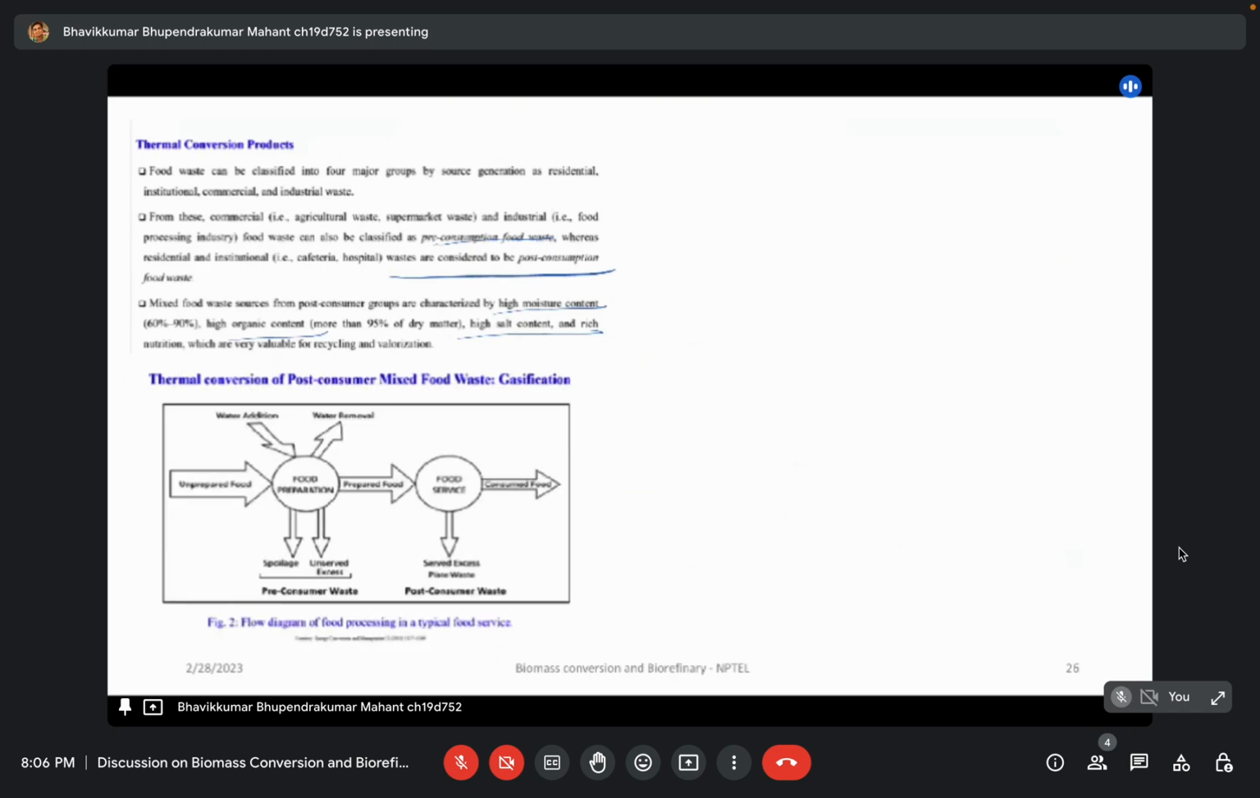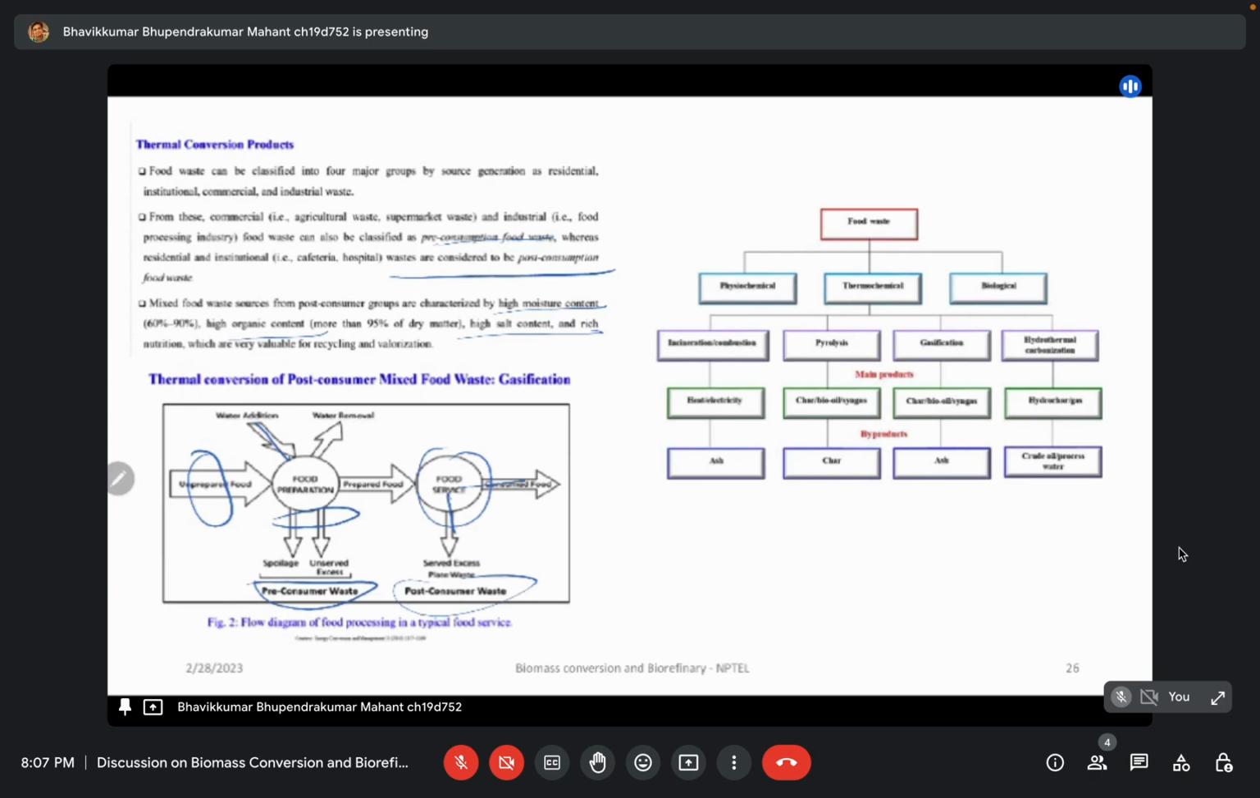Then thermal conversion: if you take the unprepared food, it goes for food preparation. If we add water, water addition and removal take place, and some amount of food during the preparation can spoil or be unserved, and some excess food goes into the pre-consumer waste. But after the prepared food goes to the consumer, whatever excess waste is there is known as post-consumer waste. So maybe some questions are there in the assignment, you can give the answer.